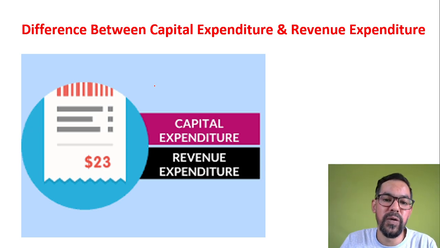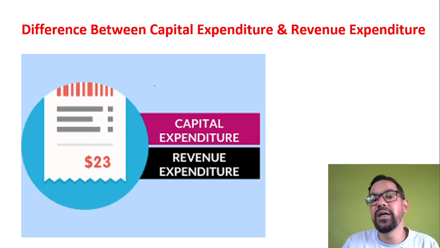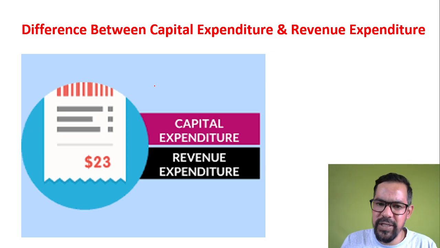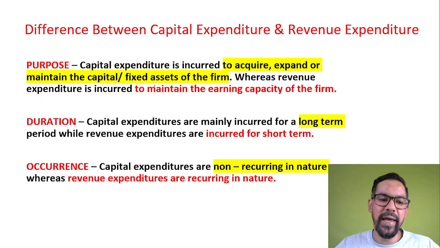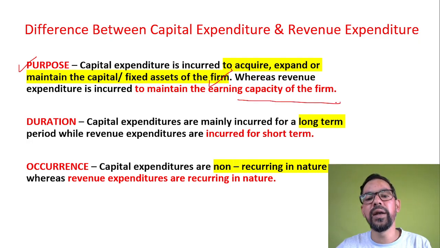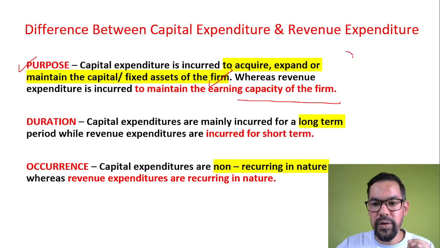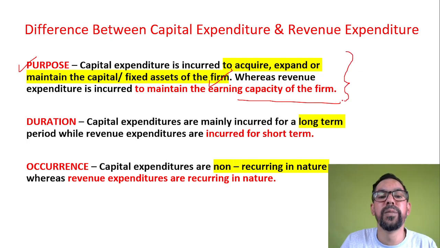Okay, but if you talk about the revenue expenditure, it is generally for the day-to-day functioning of any organization. So the expenses we did are generally part of that. Okay, so like purpose, if you talk about the first one, purpose. Capital expenditure is incurred to acquire, expand, or maintain the capital fixed assets of a firm, whereas revenue is generally for the earning capacity or the functionality of that particular firm.